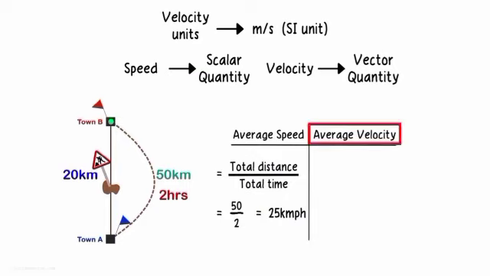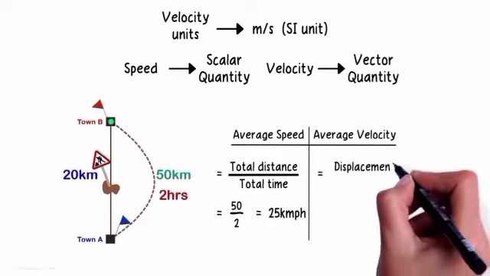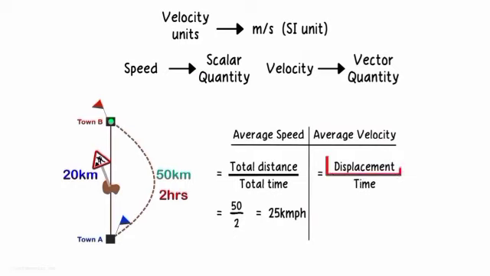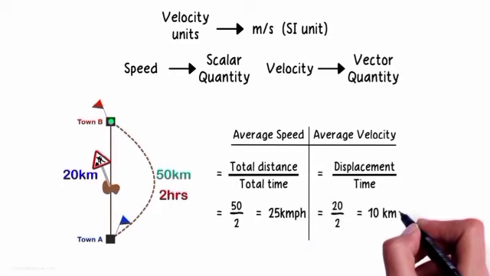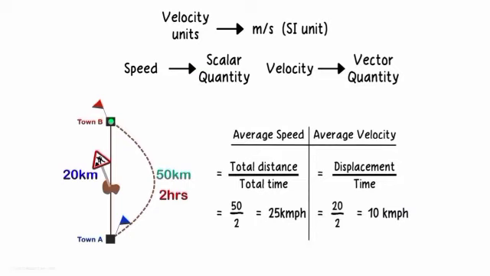Now what will be the average velocity here? The average velocity depends only on the start and end points, regardless of the path taken. Do you remember we had learned about displacement? So the average velocity equals displacement over time. What is the displacement here? It's 20 kilometers up north. Distance with the direction. So the average velocity will equal 20 kilometers over 2 hours, which will equal 10 kilometers per hour. That's the concept of average velocity.